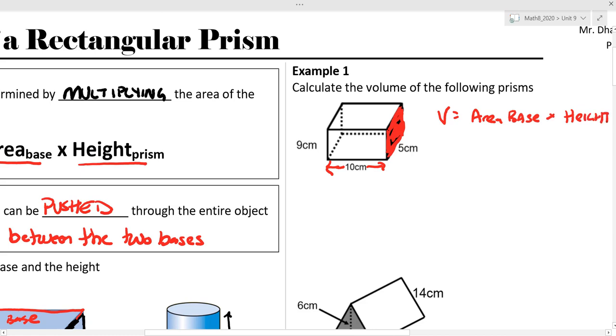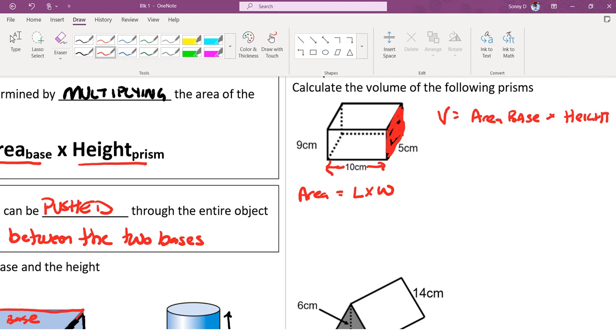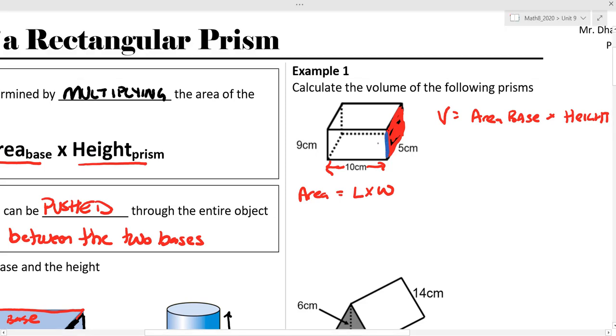Okay? So let's calculate just the area first. Area of a rectangle is length times width. What's the length and what's the width of this rectangle, of the base? 9 and 5. So our base is right here. This distance is 9, and this distance is 5. So our area is 9 times 5, which is equal to 45.